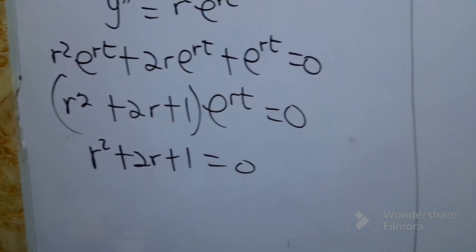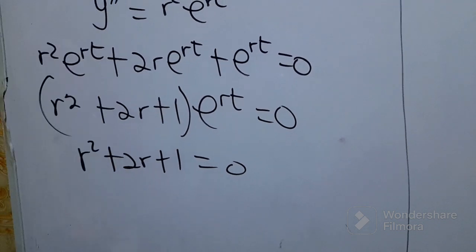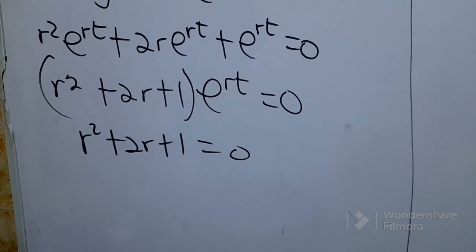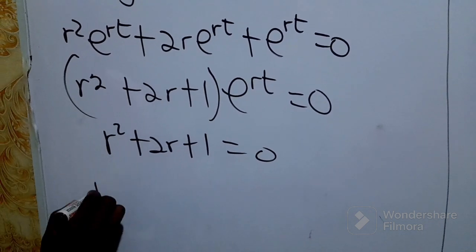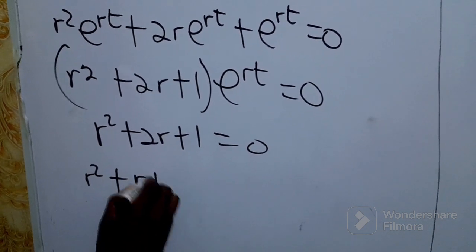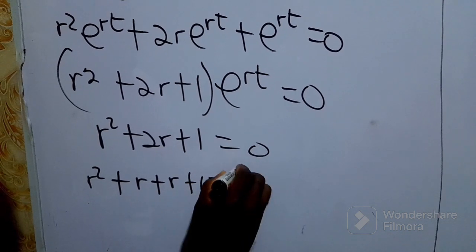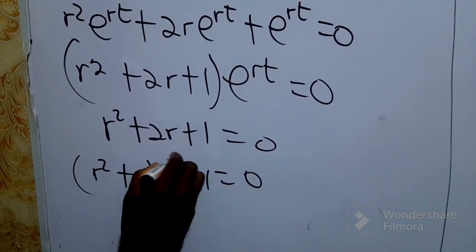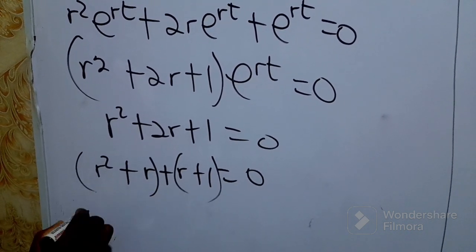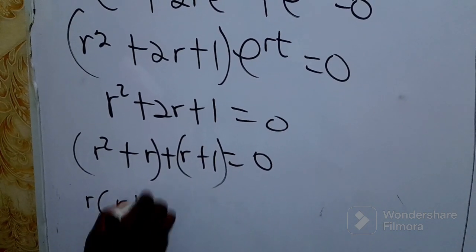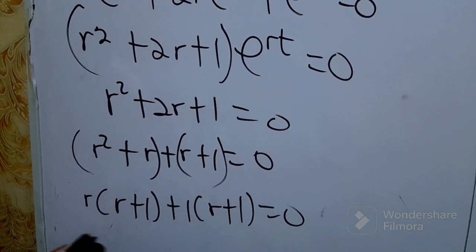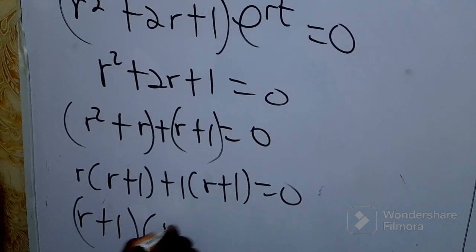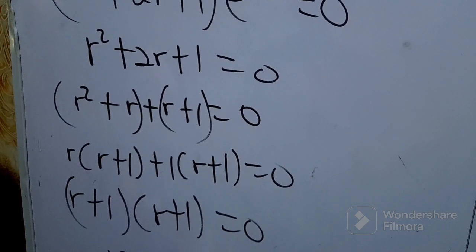Then the roots of this quadratic equation will determine the form of our homogeneous second order ordinary differential equation solution. So we need to solve this. So we have r² + r + r + 1 = 0. What is common here? r is common, we have r(r + 1), then plus 1(r + 1) equal to 0. So we have (r + 1)² = 0. So r will be equal to negative 1 twice.